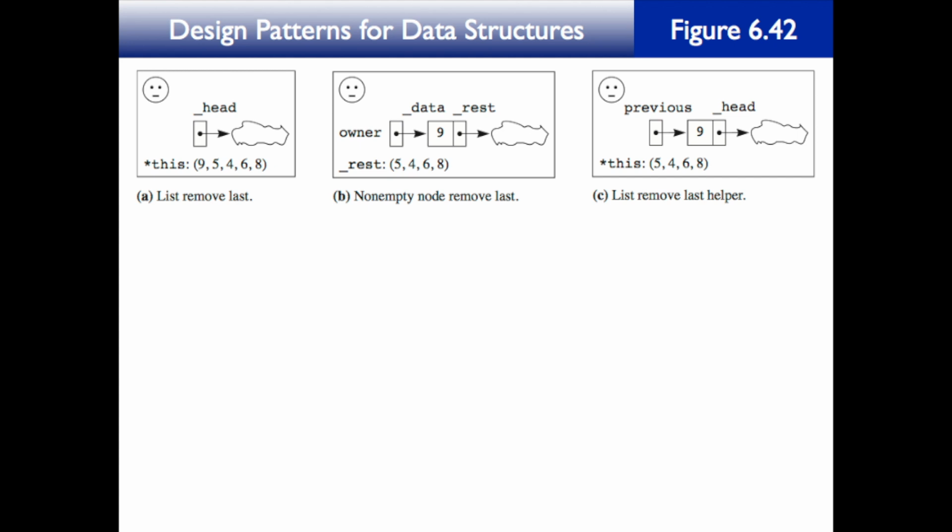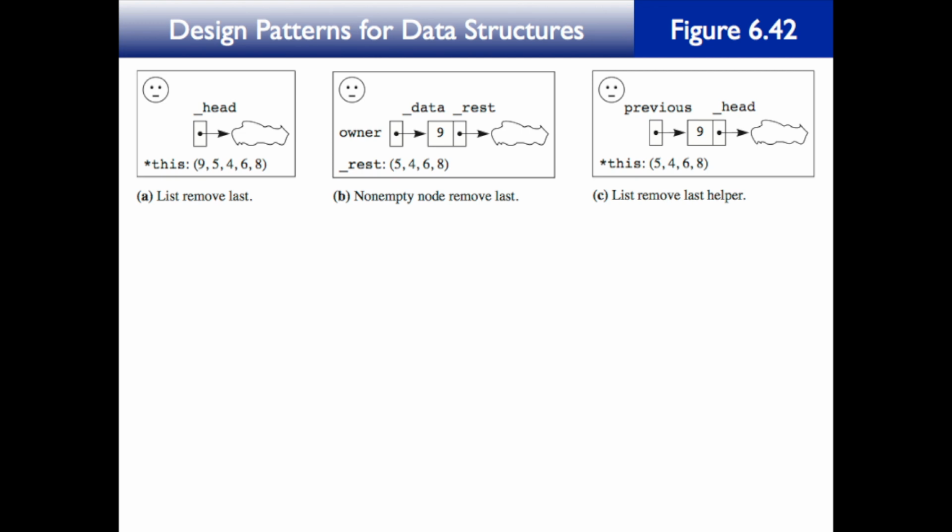Well, first of all, we are in the environment of a list. So what does a list have? It has an underscore head. And what is the underscore head of this list? It is the rest of 9. So that is the underscore head of the list. And you should make the call so that previous, what we used to call the owner, is pointing to this list.